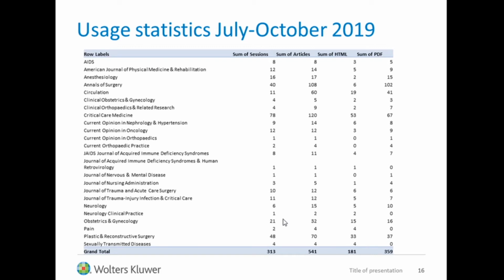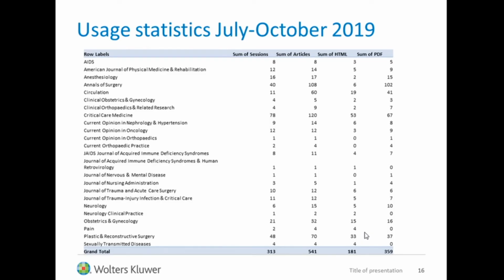And as you can see, the number of articles downloaded or viewed in HTML is 541, which is quite impressive, I must say. As you can see, you have different formats. Some people decided to view the article in PDF format, which means they downloaded it. But some of them just wanted to read it online. So it depends on the format. But altogether, they viewed 541 articles.